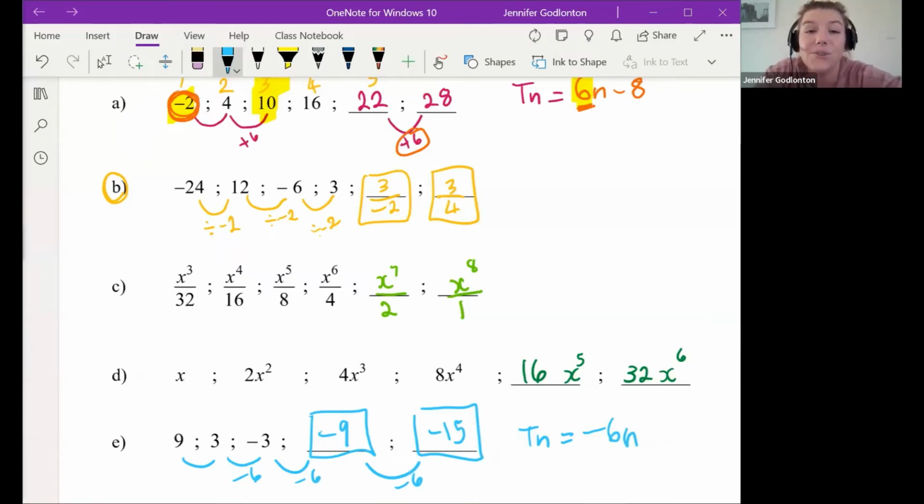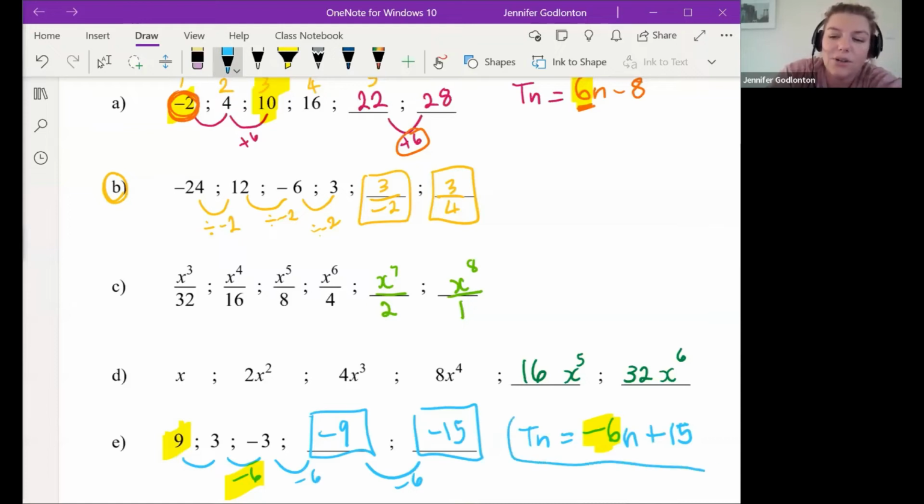Okay, good. So let's talk about why. So it's definitely going to be my negative 6n. So this is always going to be your constant difference. Okay, that's always going to be your constant difference. And in this case, it's negative 6. Now we have to think, how do we get from negative 6 to 9? And in order to get from negative 6 to 9, I have to add 15.